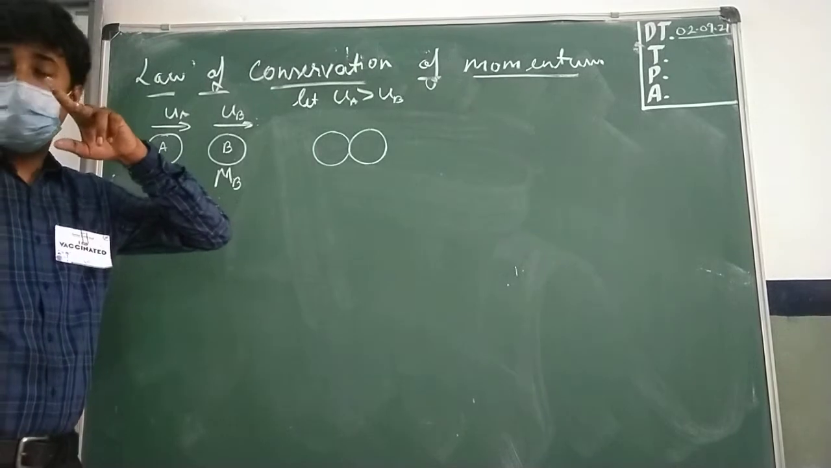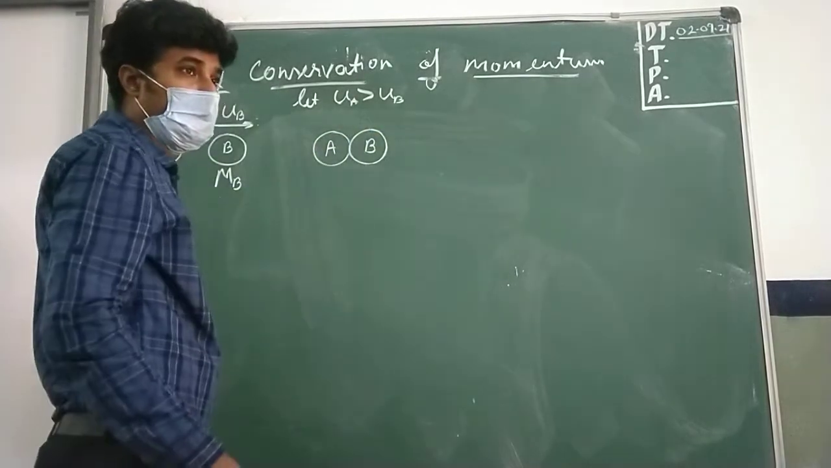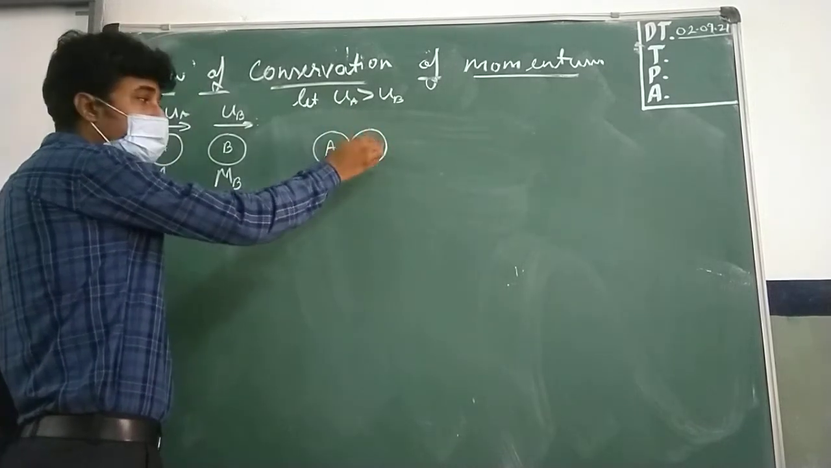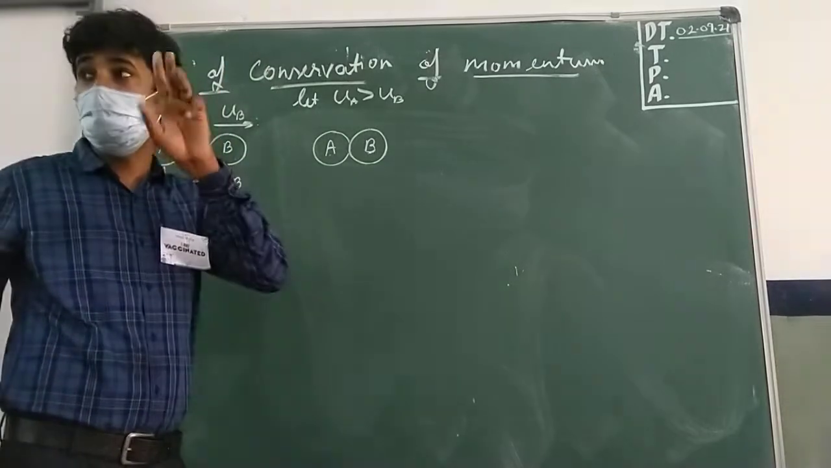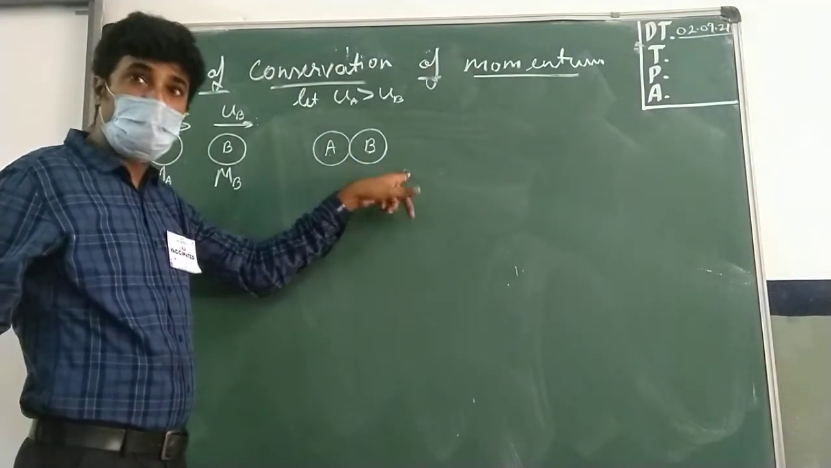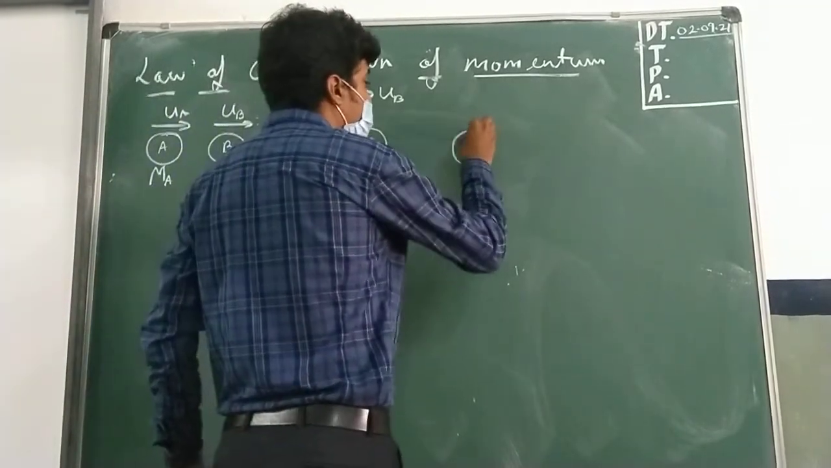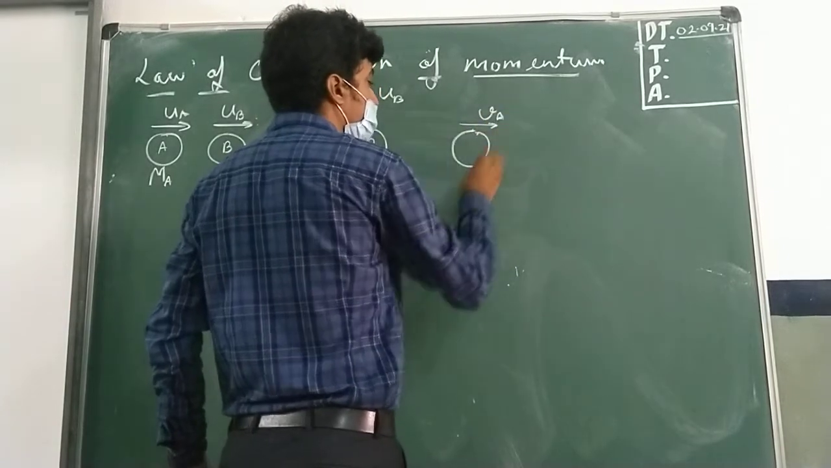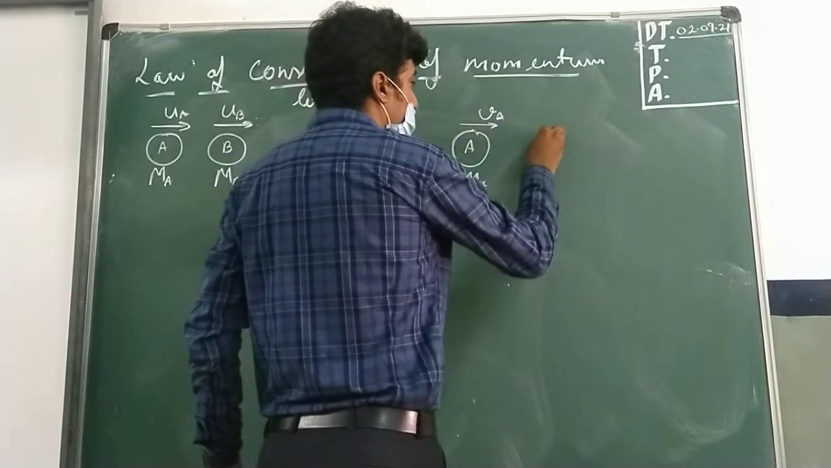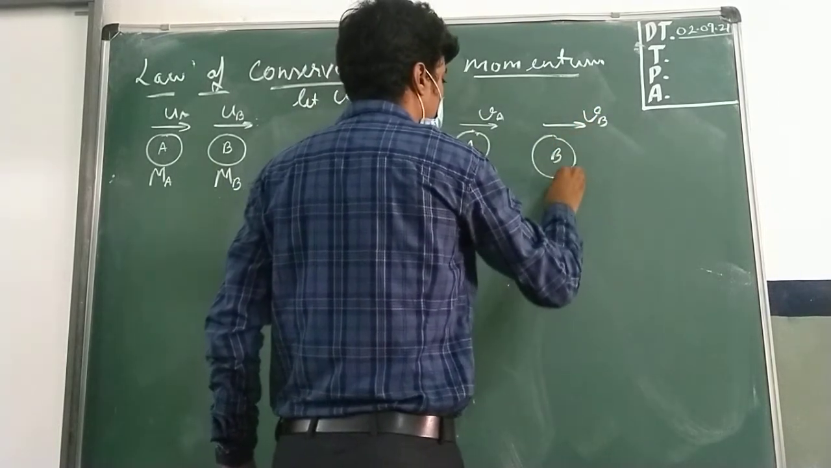Now in this case, both are colliding. This is A, this is B. At the time of collision, A is applying a force on B, and at the same time B is applying a force on A, according to Newton's third law. As you know, forces always occur in pairs. So A will apply a force on B and B will apply the reaction force on A. After the collision, body A will start moving with velocity VA and body B will start moving with velocity VB. Yes or no? Yes.